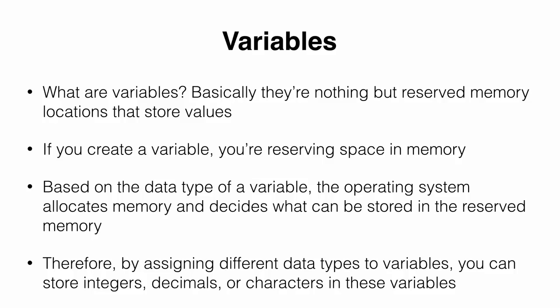What are variables? Well, variables are nothing more than reserved memory locations that store values. You could have a string that could store your name, or you could have an integer that could store your age, things like that. If you create a variable, you're basically reserving space in memory. Based on the data type of that variable, the operating system will allocate memory and decide what can be stored in that reserved memory location.